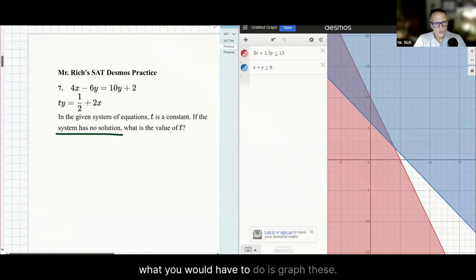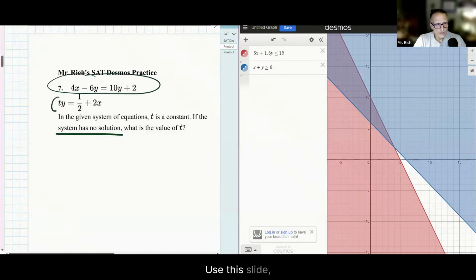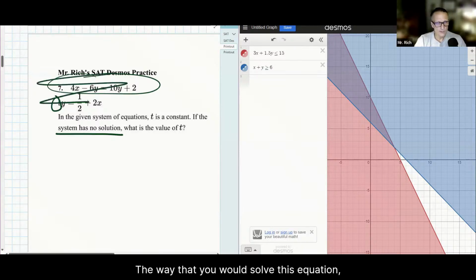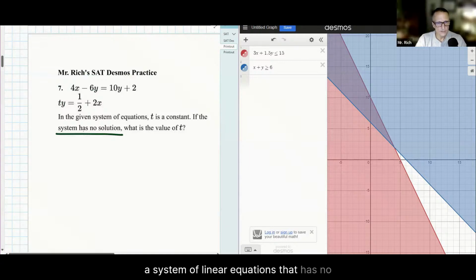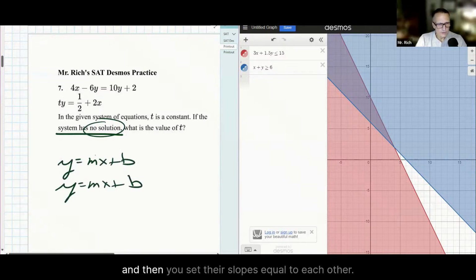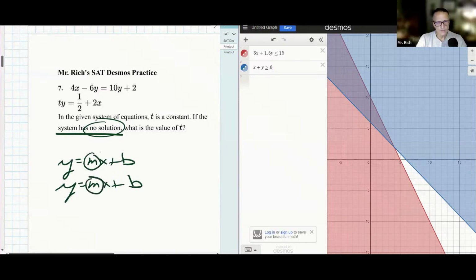Because what you would have to do is graph these, use a slider for the constant t, and you'd have to look to see where the lines would be parallel. And it is really hard to tell when lines are going to be parallel when you graph them. You just have to trust me. If you want, after this video, try it and see if you can make it work. The way that you would solve a system of linear equations that has no solutions is you put them both into y equals mx plus b format, both of them. And then you set their slopes equal to each other, because if the system has no solutions, they must be parallel lines and their slopes have to be the same value.